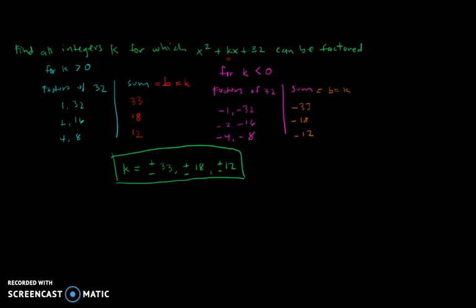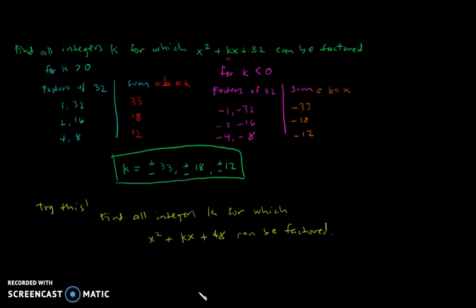Okay, so how about you try this? Find all integers k for which x squared plus kx plus 48 can be factored. So good luck.